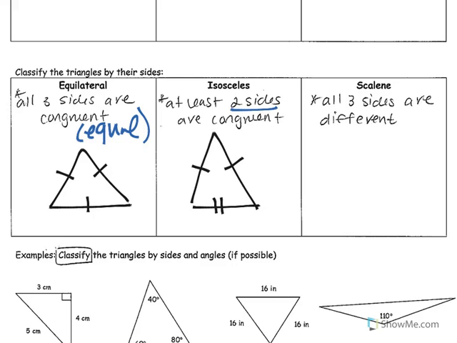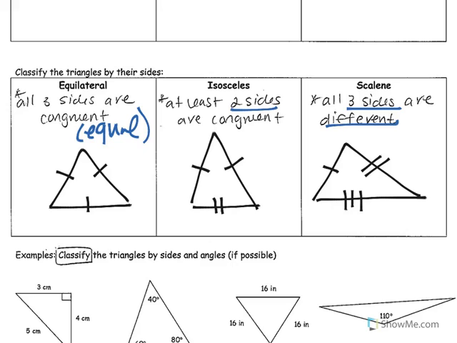And then finally, scalene. Scalene says that all three sides have to be different. So when I draw my triangle here, okay, I have one tick mark here. My second side has to have two tick marks, and then my third side has to have three tick marks, showing that all three of those sides were different.